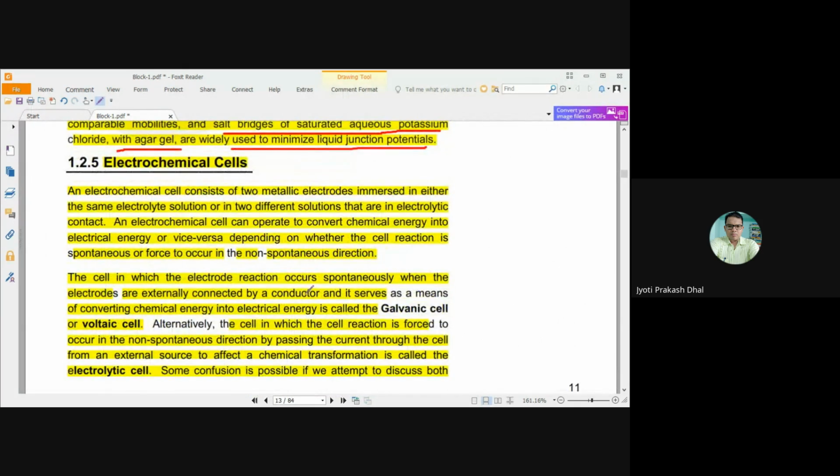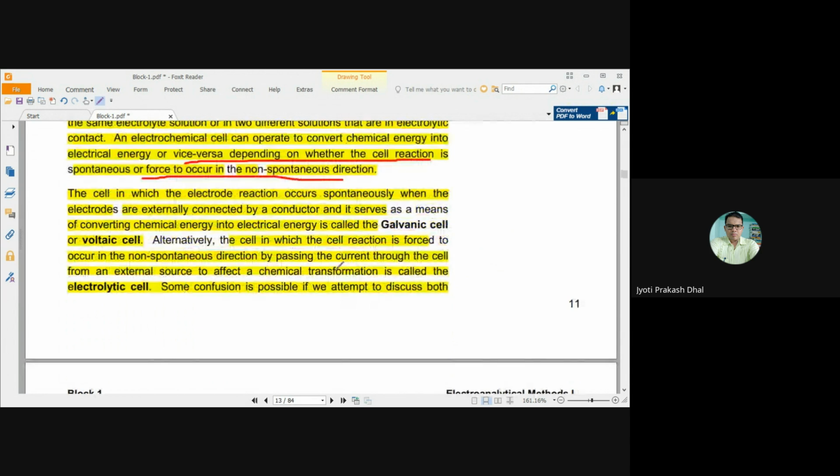Now coming to the different types of electrochemical cells. We know that electrochemical cells consist of two metallic electrodes that are immersed either in the same electrolyte solution or in two different solutions that are in electrolyte contact. The electrochemical cell can operate to convert chemical energy into electrical energy and vice versa, depending on whether the cell reaction is spontaneous or non-spontaneous.